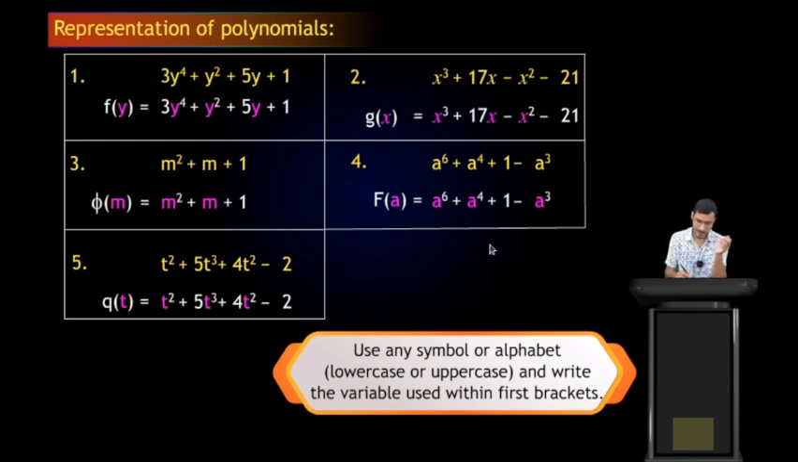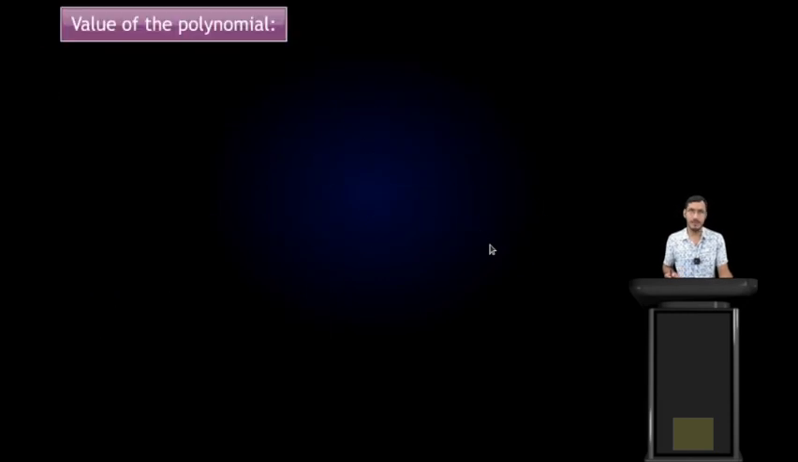Here the variable is y, so we write y in the bracket. x, so x in the bracket; a, so a in the bracket; t, so t in the bracket; m, so m in the bracket here. So remember, always use any symbol or alphabet, lowercase or uppercase, but write the variable used within the brackets. So that is the representation of polynomials.